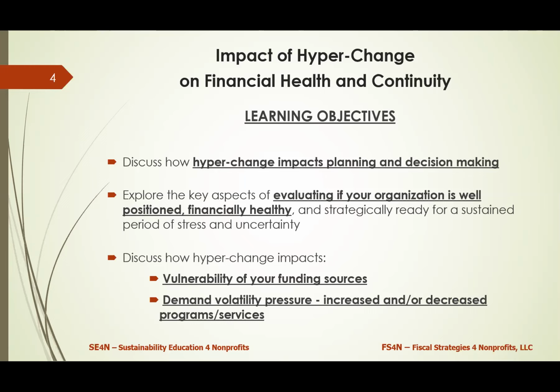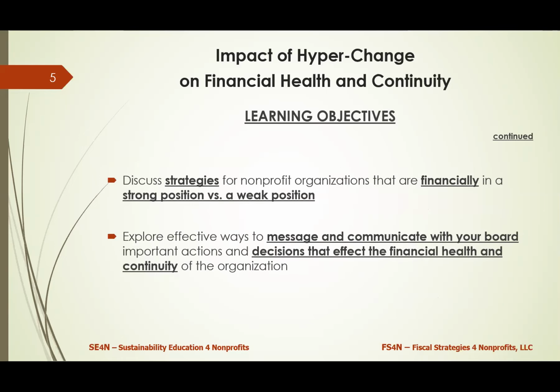And then we're going to separately look at demand volatility pressure. There are demands going in both directions. There probably isn't an organization out there that hasn't had to cancel or defer or delay something already, some event or such. And there are organizations that are seeing extreme increases in demand, like social welfare services, community food banks and such. So we can see increasing and decreasing demands.